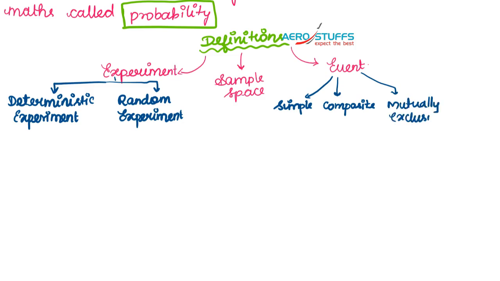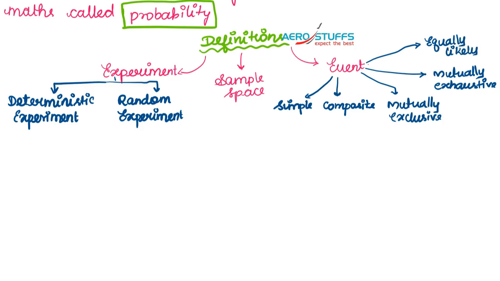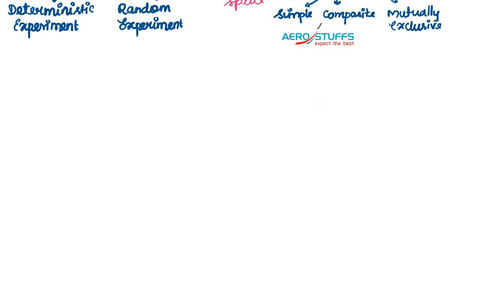Simple, composite, mutually exclusive, mutually exhaustive, equally likely and impossible are the types of event. I'll be explaining each and everything one by one, and these are all the terms that we'll be using throughout this session. This is the first video of probability. In the upcoming videos, I'll be explaining with problems each and everything that I explain in this video.